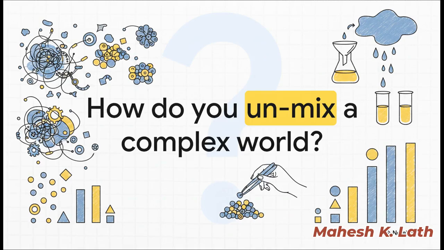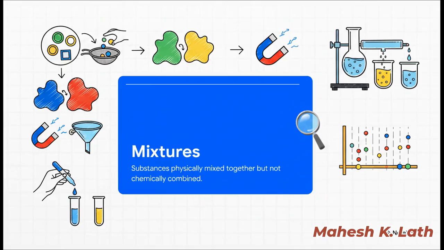So how do we make sense of it all? And maybe more importantly, how do we take that chaos and separate it into something pure and useful? Basically, how do you unmix a complex world? Well, to answer that, we gotta start with the basics: mixtures.